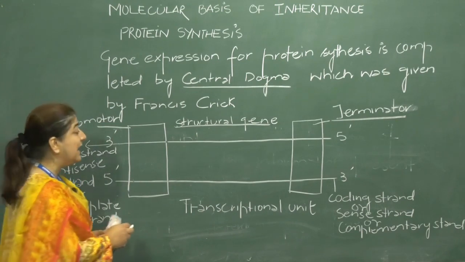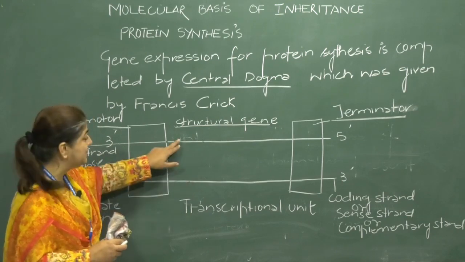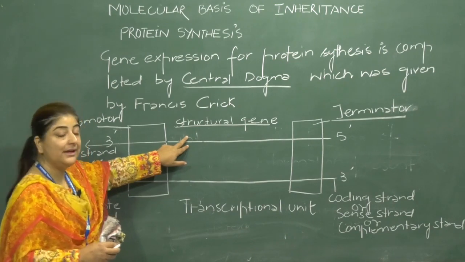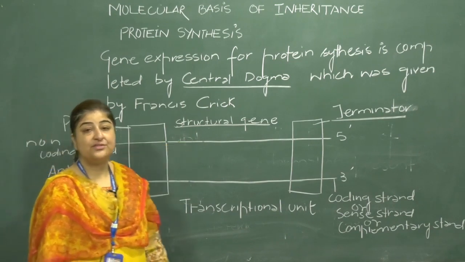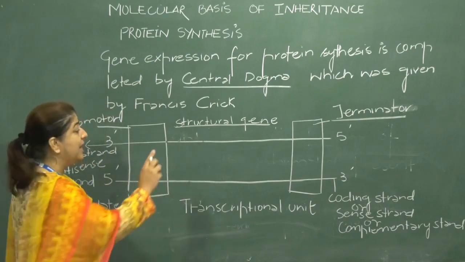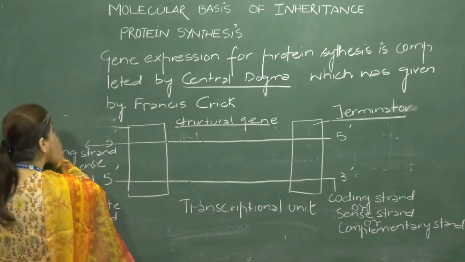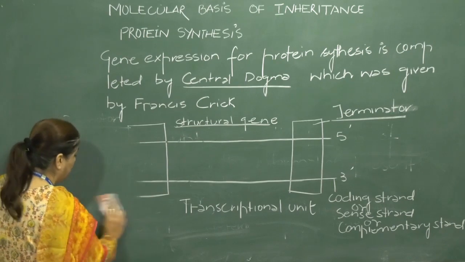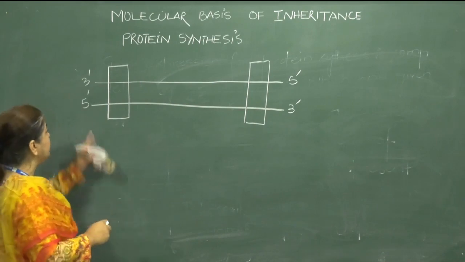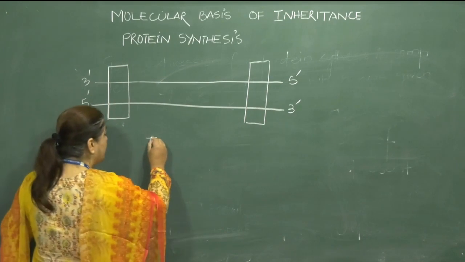Just remember that in DNA replication, both the strands were utilized. That means this strand was utilized and this strand was also utilized. Now, during the process of transcription, only one strand is being transcribed, and that strand is the non-coding strand. Let me tell you why we call it a non-coding strand. As I told you, this strand being transcribed has the polarity 3'-5'.